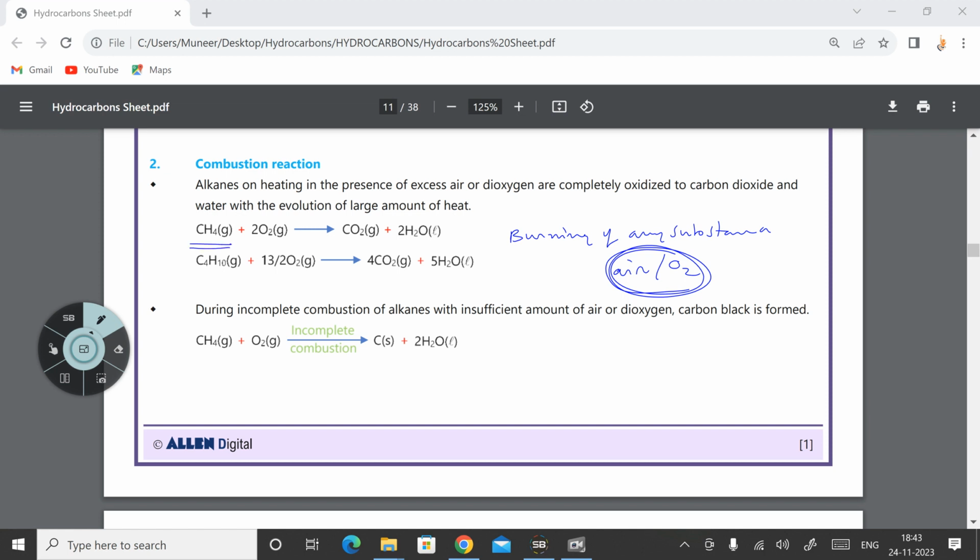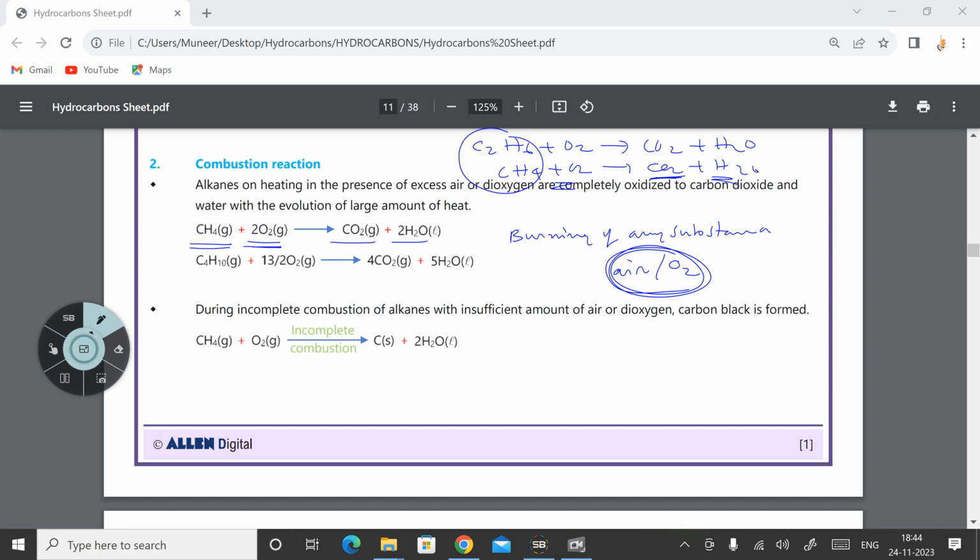Now see here. CH4, methane, when burnt in air or oxygen, forms carbon dioxide and water. Any hydrocarbon, not only methane. What is a hydrocarbon? A compound containing only carbon and hydrogen. Methane is a hydrocarbon, ethane is a hydrocarbon. Suppose C2H6 is burnt in air, CO2 plus H2O are formed. Any hydrocarbon on combustion forms carbon dioxide and water.